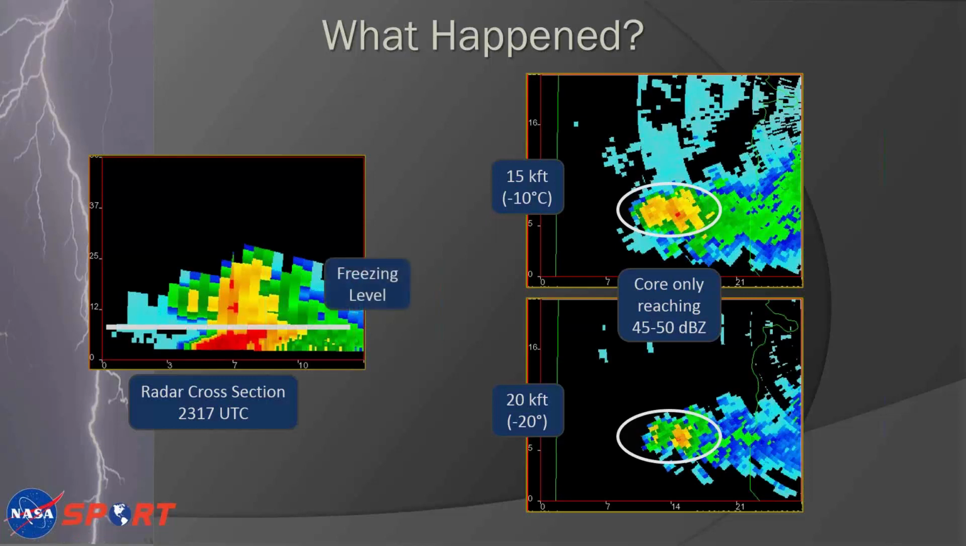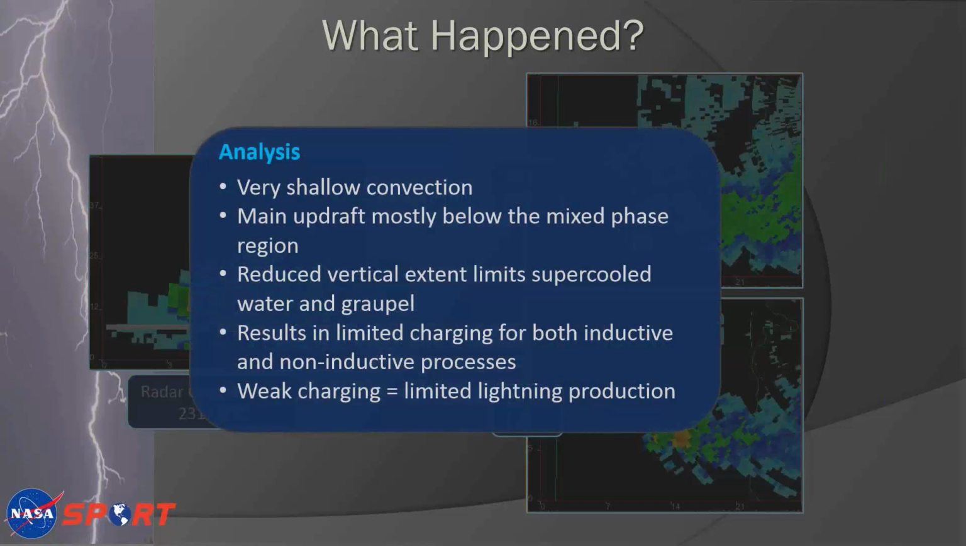We also show that the freezing level, again observed by the sounding on that day, your main storm core is not even really getting that far above the freezing level. So the analysis is showing this was very shallow convection with the main updraft pretty much staying below the mixed phase region. With that reduced vertical extent, we're not getting into a region where you have ice crystals, supercooled water droplets, graupel. You're not getting the inductive and non-inductive charging developing at this point because we're simply not seeing a whole lot of different states of water in that particular storm cloud. So without that, we have limited charging, and so we're going to be limited in the amount of lightning production that we see.